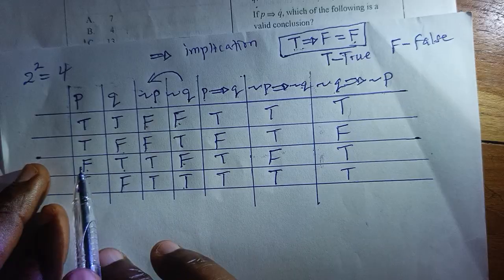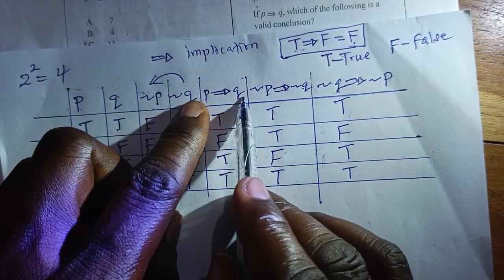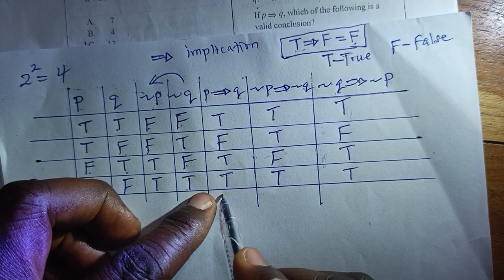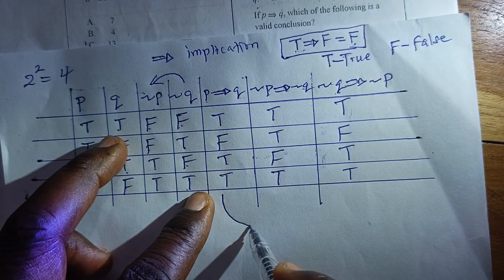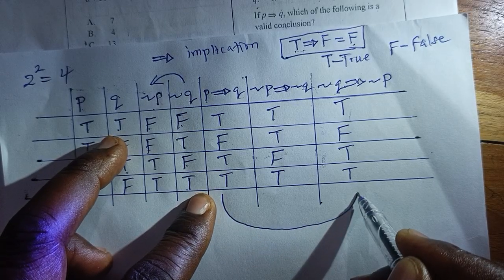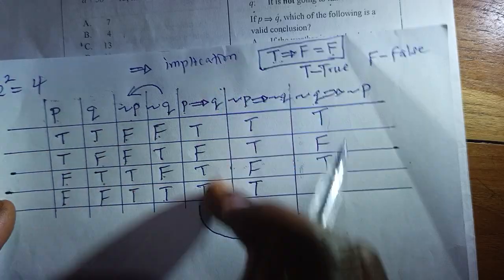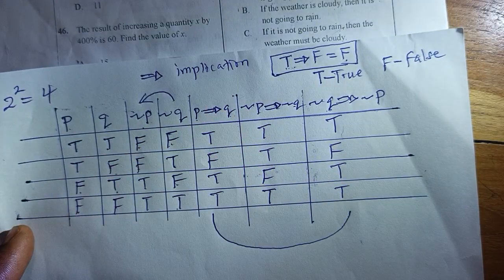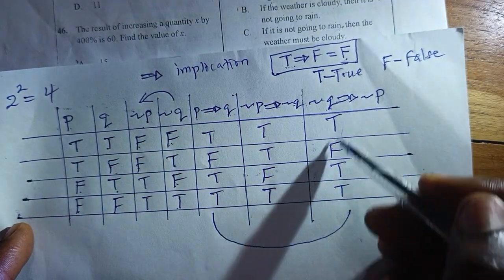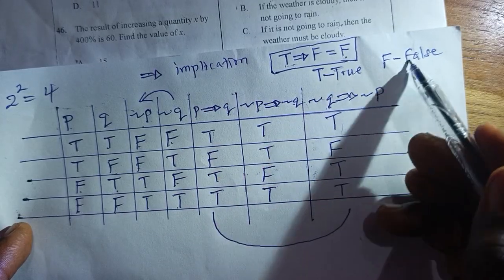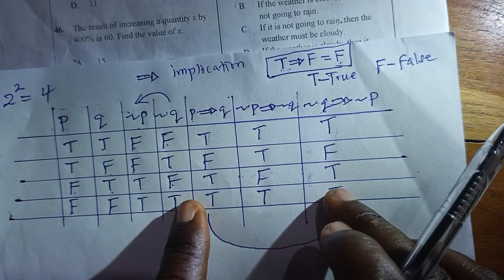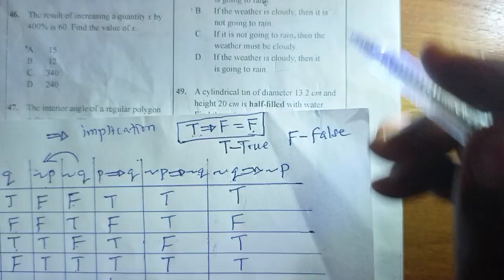Now we compare. So this is P implies Q. Then we have it here, P implies Q. When you compare P implies Q with negation of Q implies negation of P, you have equal truth values there. These are the values, the true and the false. We have it here.